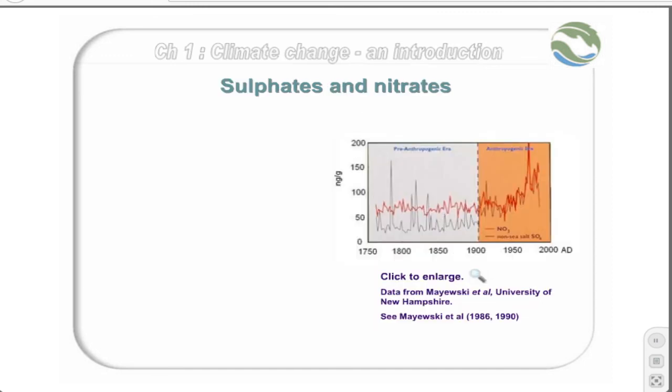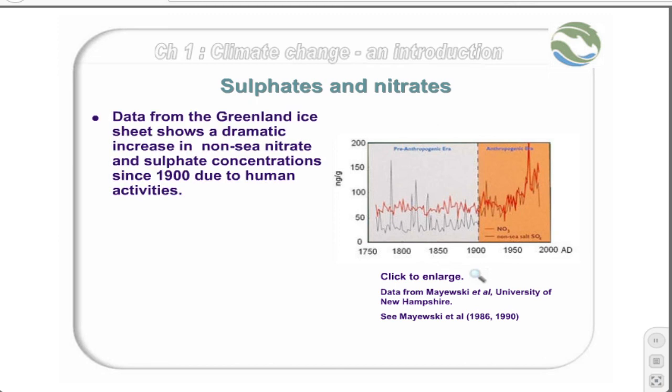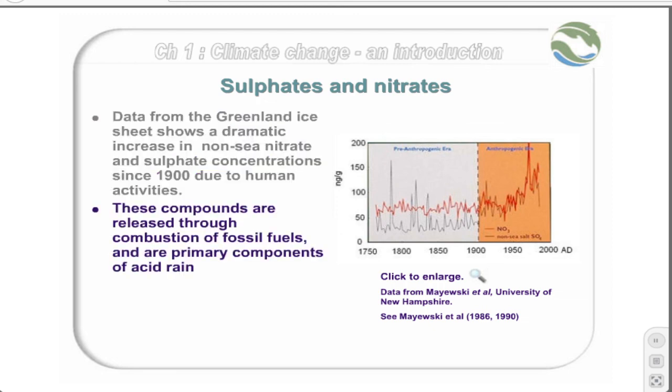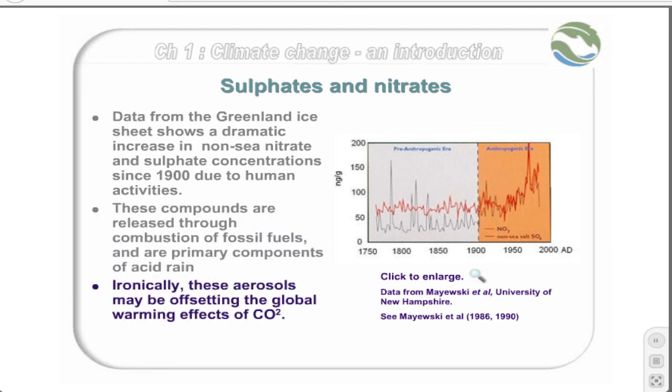Sulfates and nitrates act as aerosols in the atmosphere. Data gathered from the Greenland ice sheet shows a dramatic increase in non-sea nitrate and sulfate concentrations since 1900, due primarily to human activities. These compounds are released through combustion of fossil fuels, and are primary components of acid rain. Ironically, these aerosols may be offsetting the global warming effects of carbon dioxide.